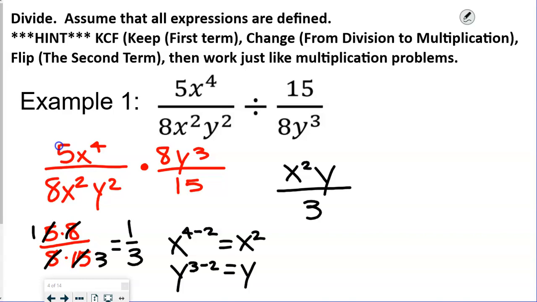Now, if we were going to talk about excluded values, here we would set our factors equal to 0. So notice that we have an 8x squared y squared times 15. That's all of what was on the bottom. Well, if that was the case, then our excluded values would be x could not equal 0, because if x equaled 0, then everything on the bottom would be equal to 0. And y could not be equal to 0, right? Again, because if y was equal to 0, then we multiply that y squared times everything in the bottom, it all becomes 0. Okay? So this was our answer.